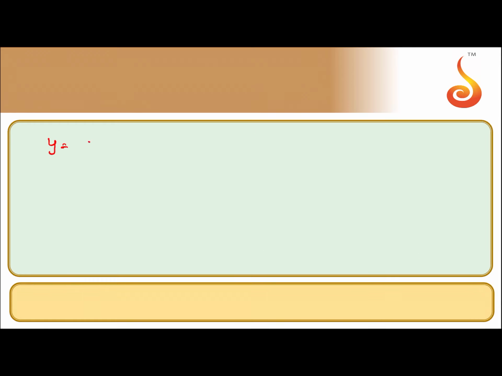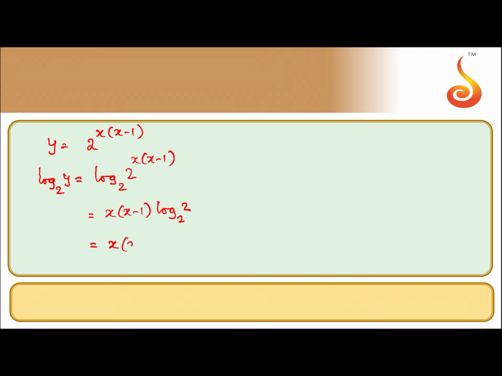So y equal to 2 to the power x into x minus 1. Take log base 2. Why are we taking log base 2? Because outside it is given as 2. So this can be written as log base 2, 2 to the power x into x minus 1. So this will give you x into x minus 1 log base 2, which gives x into x minus 1 is equal to log base 2 y.